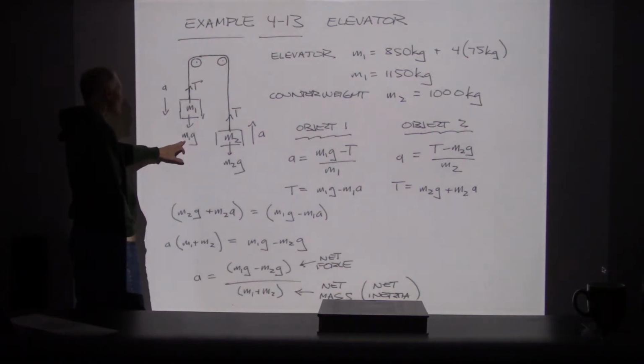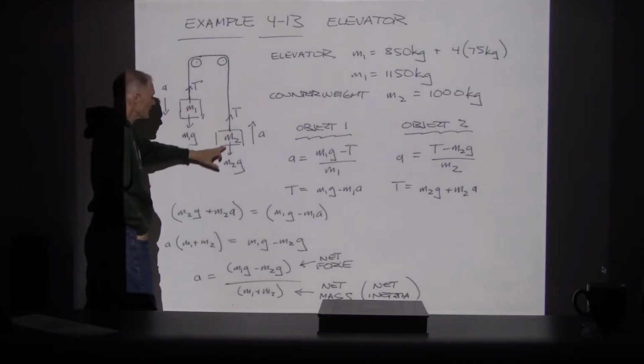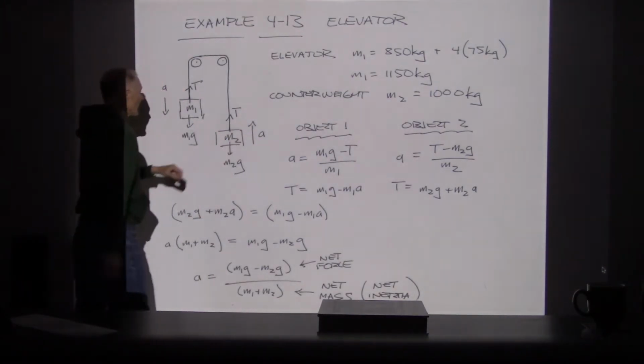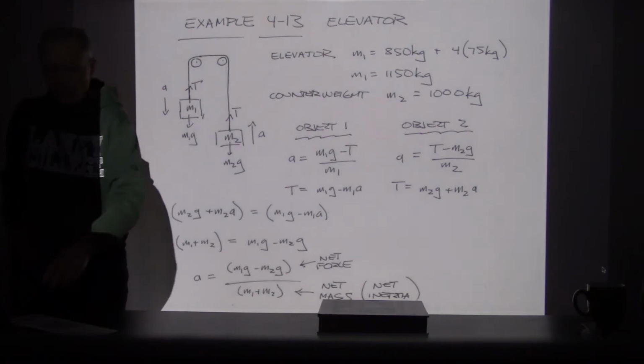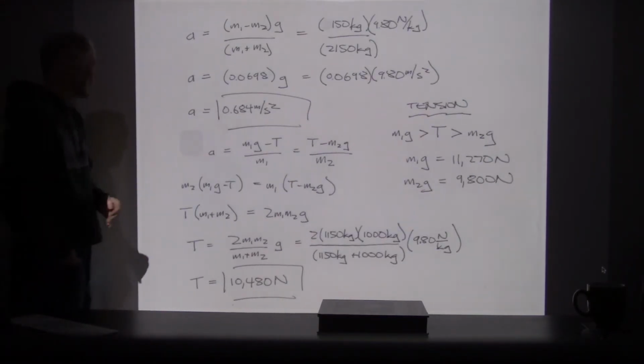m1g is going to be bigger than tension, right? Because the acceleration is this direction. Over here, tension is going to be bigger than m2g. The acceleration is in that direction. Let's check and see if that's the case. The net force has got to be in the direction of the acceleration.